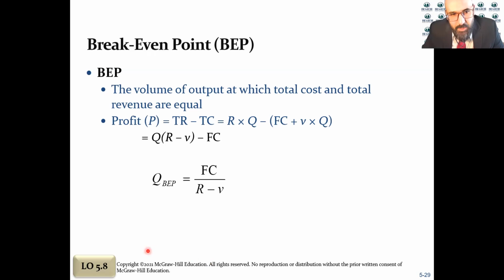In order to calculate the break-even point, you could set the profit to be zero. So we zero the profit, which equals the total revenue minus the total cost. And then we solve the equation for X, which is the quantity. And that will give you this equation. The quantity for the break-even point would be the fixed cost divided by the revenue minus the variable cost.